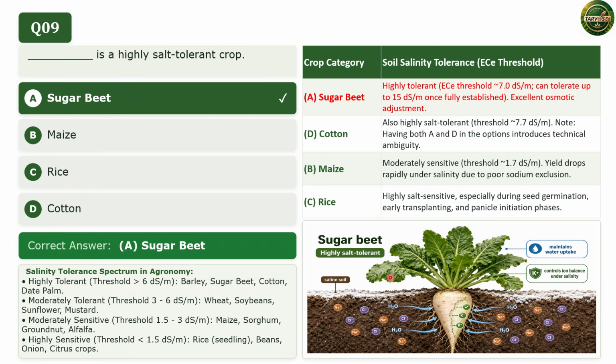And examples for highly salt tolerant crops are sugar beet, cotton, barley, etc. And date palm is also an important crop, while moderately tolerant are wheat, soybeans, etc. And moderately sensitive crops are maize, sorghum, groundnut, alfalfa, and highly sensitive crops are rice, beans, onion, and citrus. Especially in case of rice, the salinity sensitivity is seen in the establishment and reproductive stages.